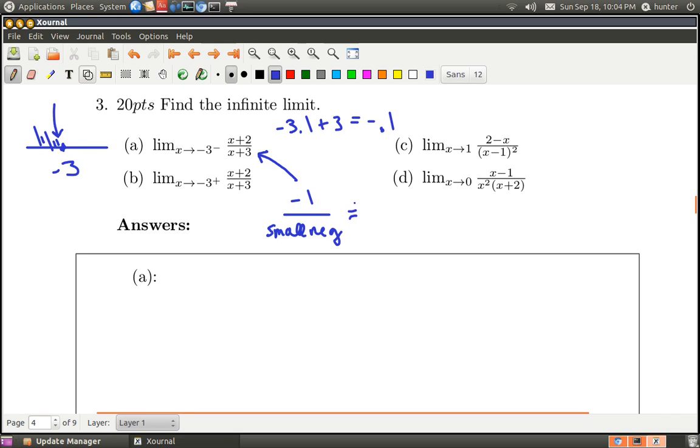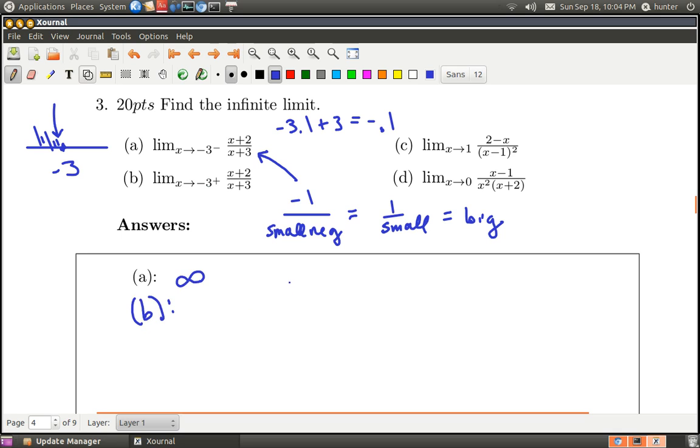So what is negative 1 over a small negative? It's just like 1 over small, because the negative signs cancel. And so this is just a big number. And so the answer for A is positive infinity. So it's plus or minus infinity for all of them, but for A it's positive.